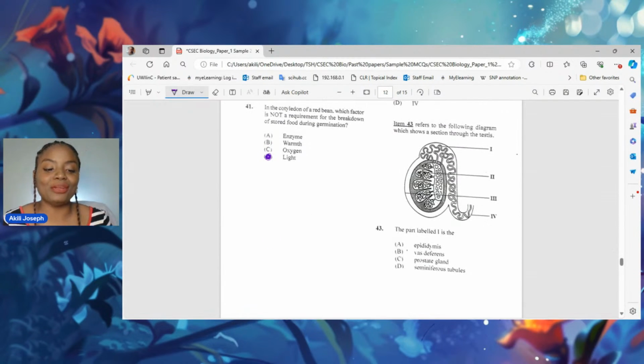43 refers to the following diagram, which shows a section through the testis. The part labeled 1 is the... short king's rule.